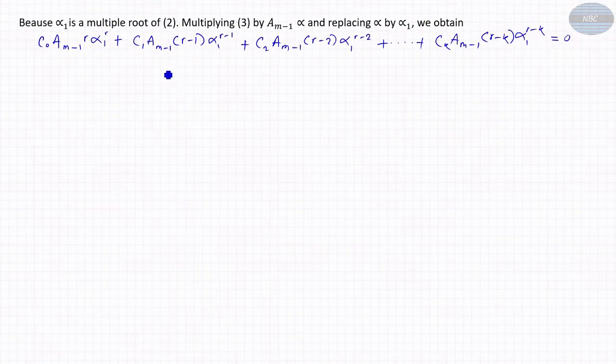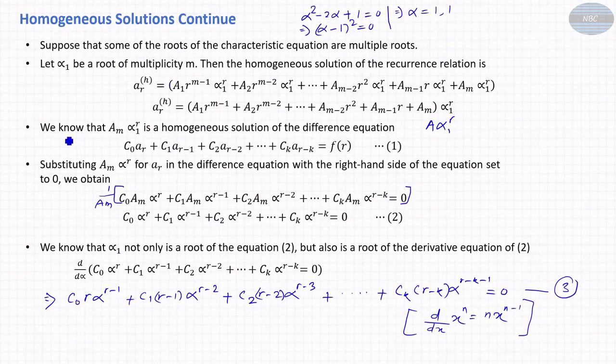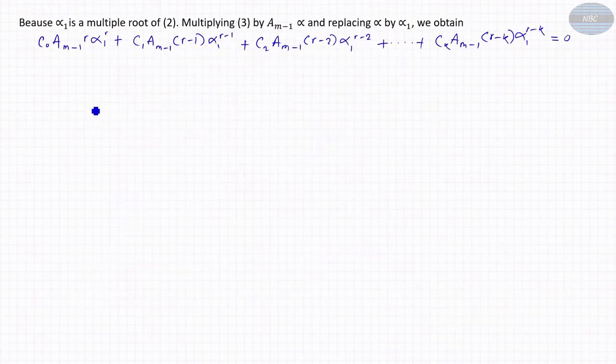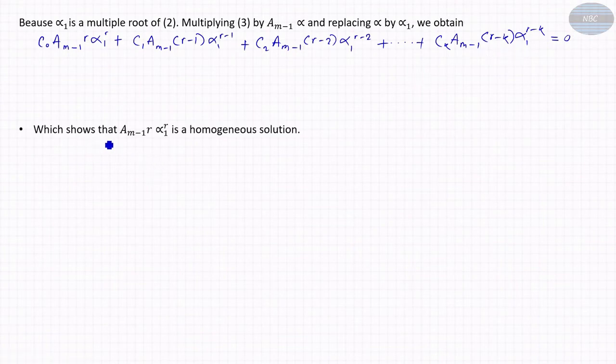Okay, so we just multiply this equation by a_{m-1} alpha, and replacing alpha by alpha 1, we get this equation: c0 a_{m-1} r alpha 1 to the power r, and so on up to ck a_{m-1} (r minus k) alpha 1 to the power r minus k is equal to 0. Which shows that a_{m-1} r alpha 1 to the power r is a homogeneous solution.